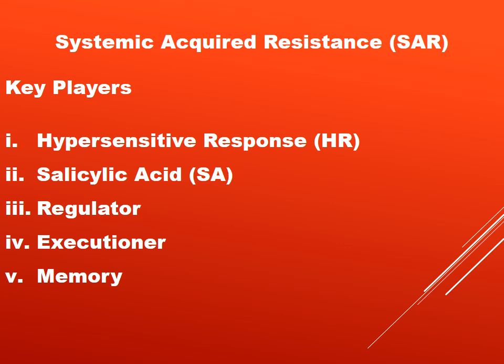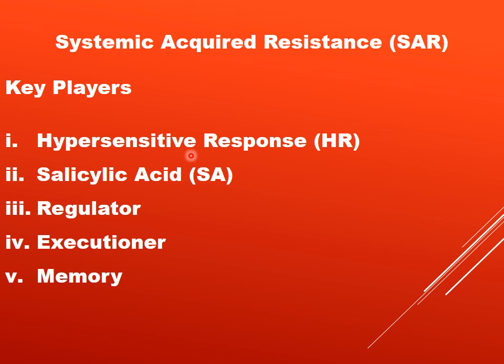We already discussed systemic acquired resistance in the last talk, and we know that systemic acquired resistance is quite common and is shown by all the plants in the field. We also said that the basic requirement of systemic acquired resistance is the production of a hypersensitive response in the cells where an avirulent pathogen first tried to attack the plant.